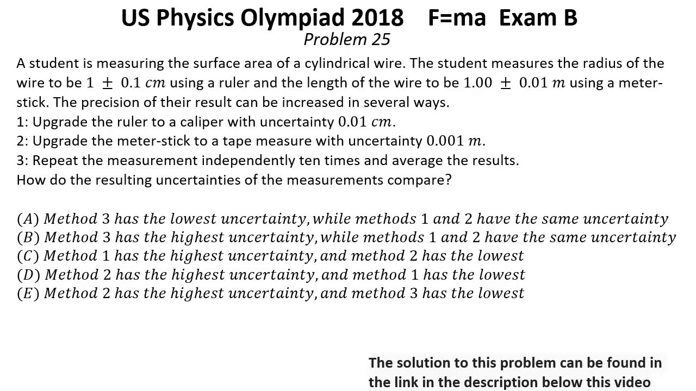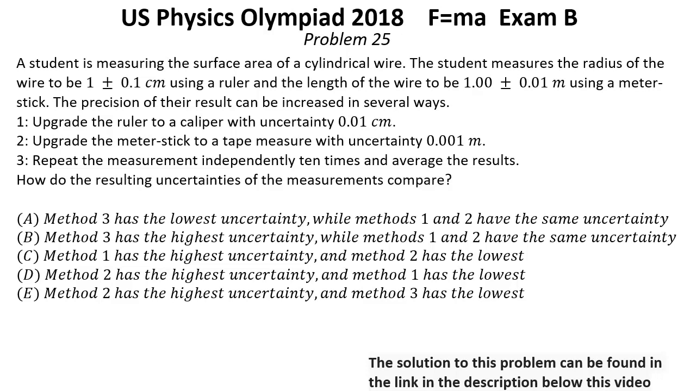Problem number 25. A student is measuring the surface area of a cylindrical wire. The student measures the radius of the wire to be 1 plus or minus 0.1 centimeters, using a ruler, and the length of the wire to be 1.00 plus or minus 0.01 meters, using a meter stick.